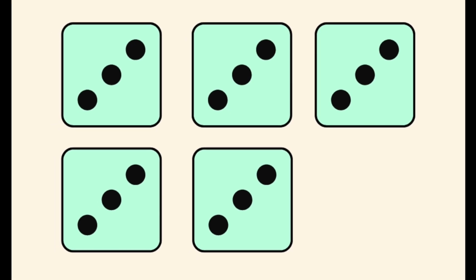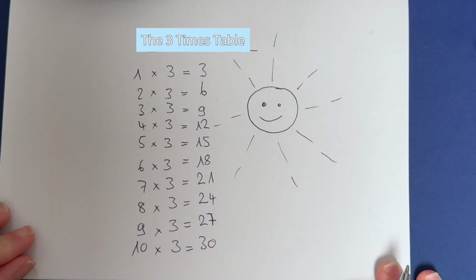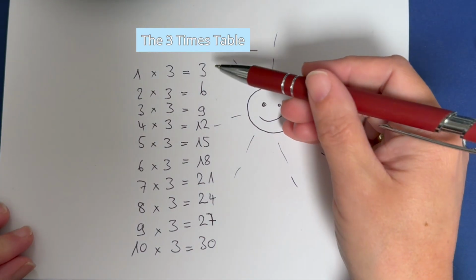Do you know what 5 times 3 is? 15. Today we are going to look at patterns and tricks. In the last video we learned the 3 times table. But first let's start with the most important trick.